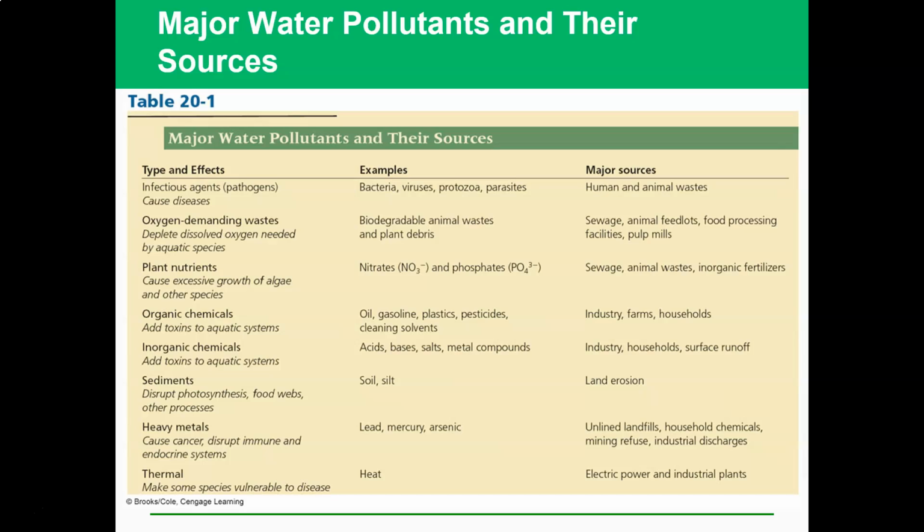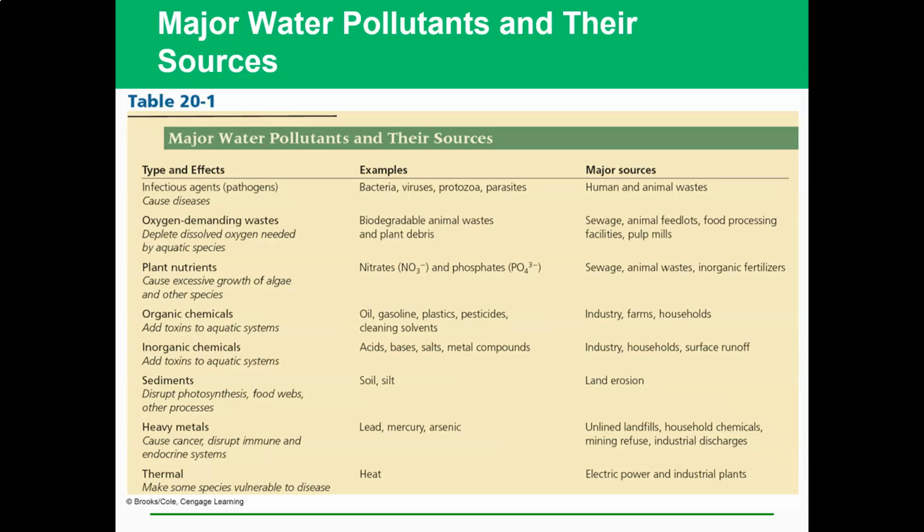Organic chemicals are things like oil, gasoline, plastics, and pesticides, and those come from industry. Inorganic, you've got acids, bases, salts, and metal compounds. All those things can cause major issues. Sediment is going to be soil and silt, and that comes from land erosion, and that can disrupt photosynthesis, food webs, and other processes, and make basically your flow of water less. And if you murky up the water, you can disturb photosynthesis of underwater plants as well.